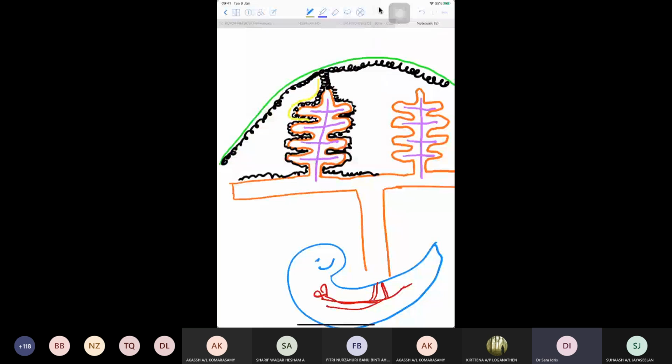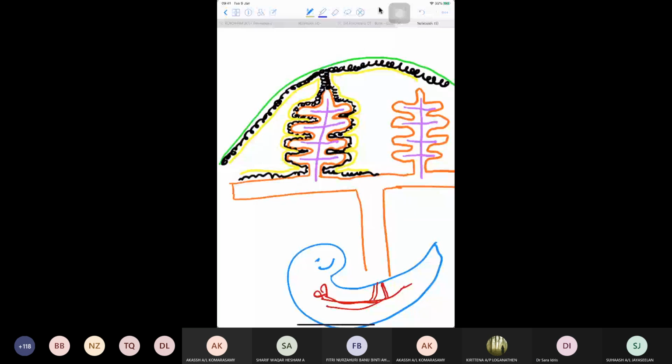Okay, but of course the syncytiotrophoblasts is going to be small because it's going to be pushed aside by the intervillous spaces. Okay, so this is how a mature placenta would look like.